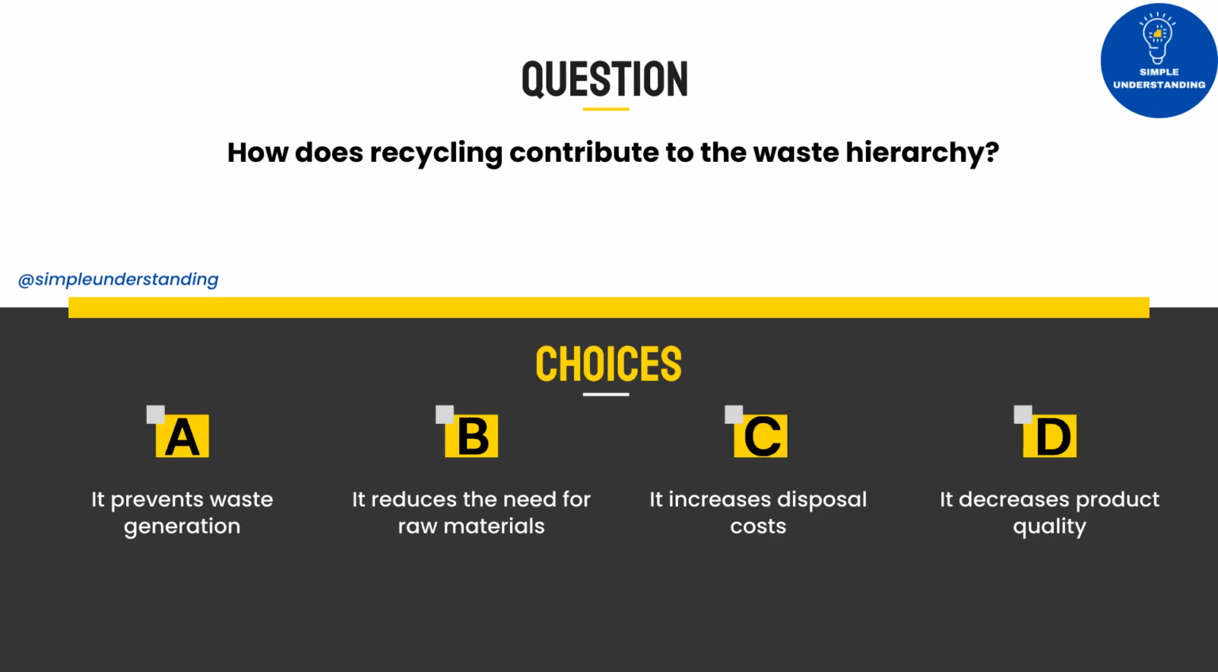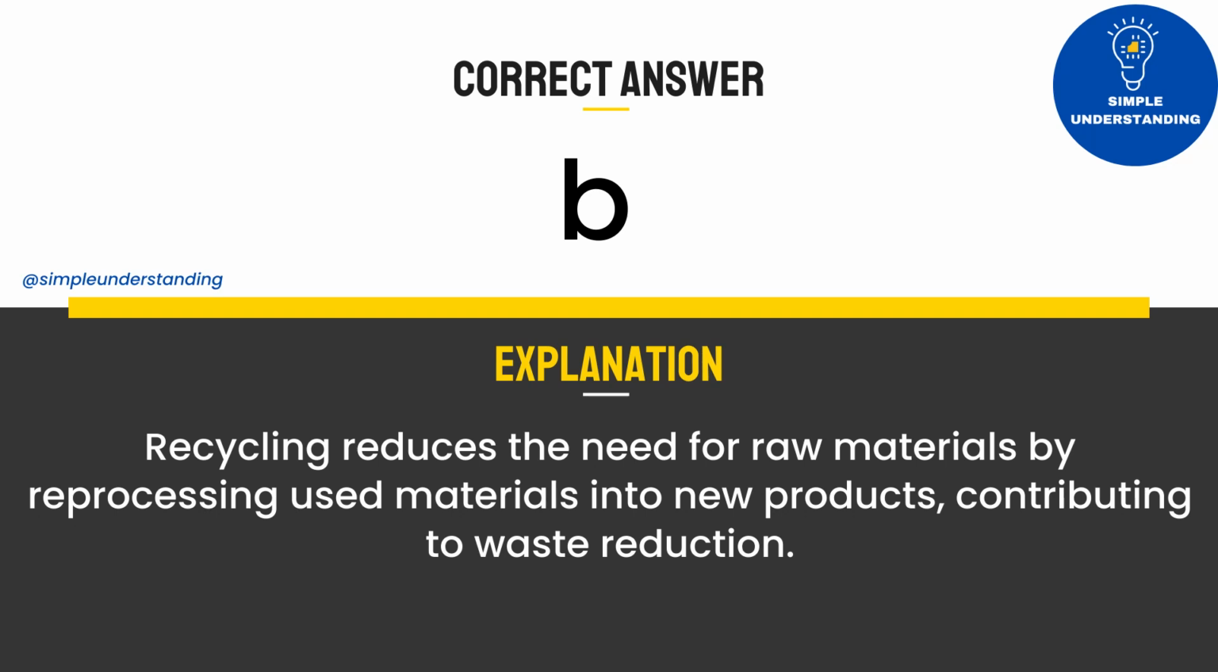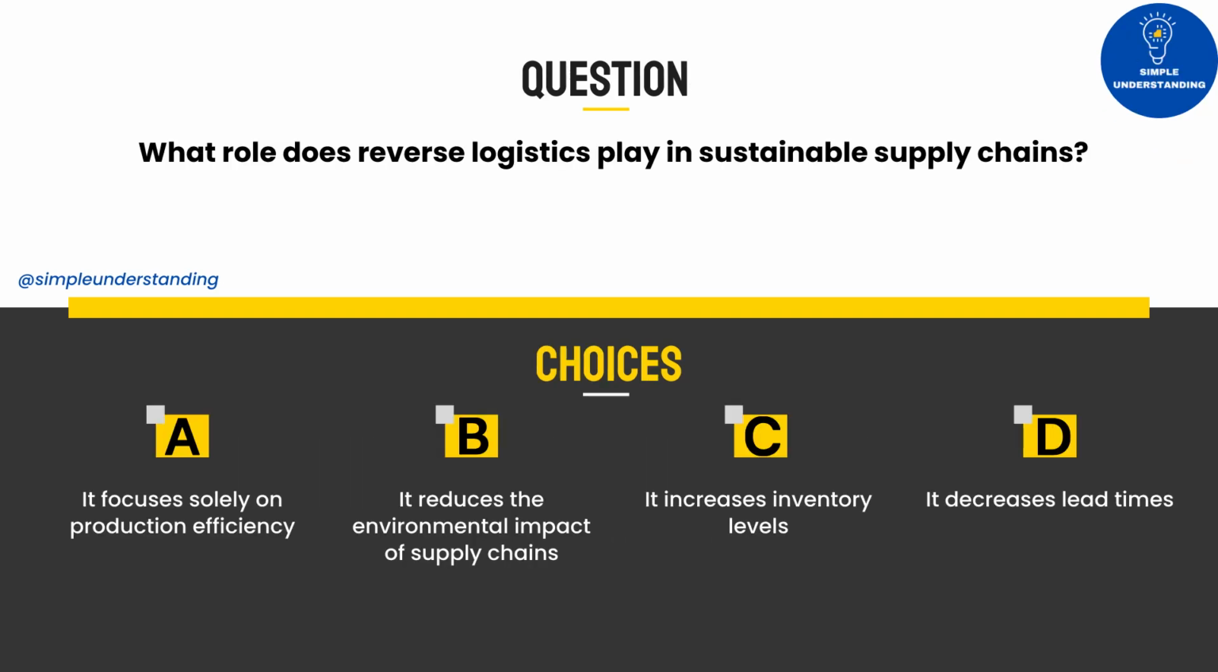Overall explanation: prevention is the first step in the waste hierarchy, aiming to avoid waste creation in the first place. 4. How does recycling contribute to the waste hierarchy? A. It prevents waste generation. B. It reduces the need for raw materials. C. It increases disposal costs. D. It decreases product quality. Correct answer: B. Overall explanation: recycling reduces the need for raw materials by reprocessing used materials into new products, contributing to waste reduction.